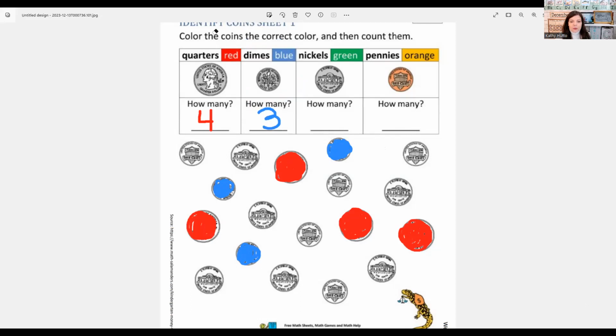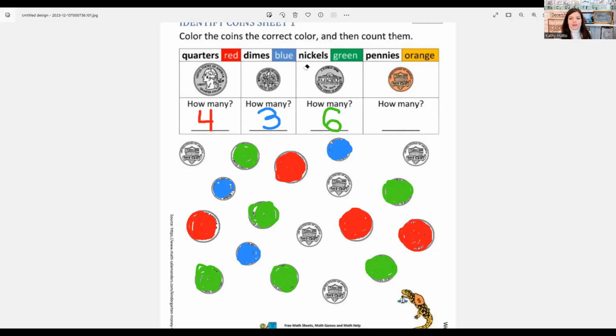Now we're going to look for nickels. This is a nickel. We're going to color the nickels green. Can you help me find some nickels? There's one. Oh, there's another nickel. You're good at finding these nickels. Can you help me find some more? There's one. Good. There's another one. I spy nickels. There's the last nickel. How many nickels did we find? 1, 2, 3, 4, 5, 6. 6 nickels.